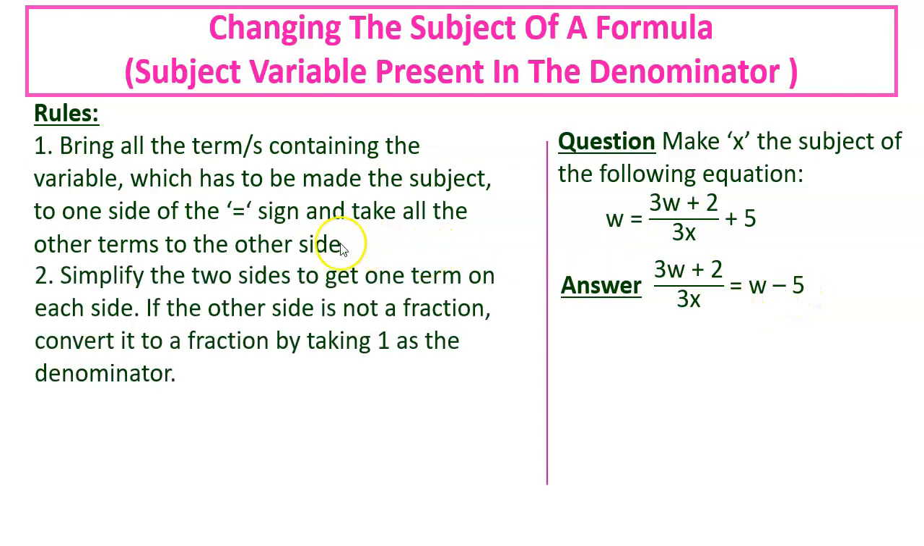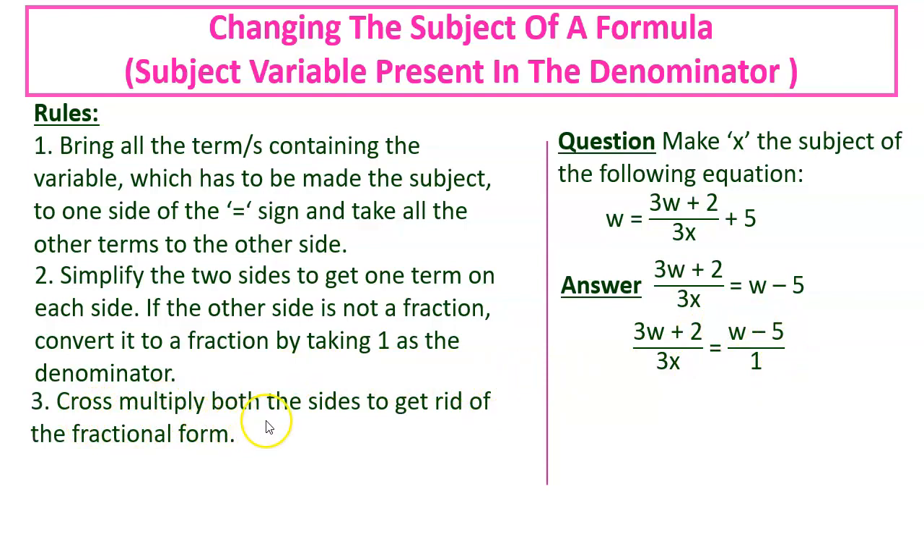Okay. Now rule number 2. Simplify the two sides to get one term on each side. There is one term on the left side, but there are two terms and they cannot be simplified. They are not like terms. We do not know the value of w, but we are not interested in finding the values of any variable. We are taking w as it is, w minus 5, and it is not a fraction definitely. Convert it to a fraction by taking 1 as the denominator. We will be writing it as a fraction in this form, w minus 5 over 1. Okay? Now, it is a fraction.